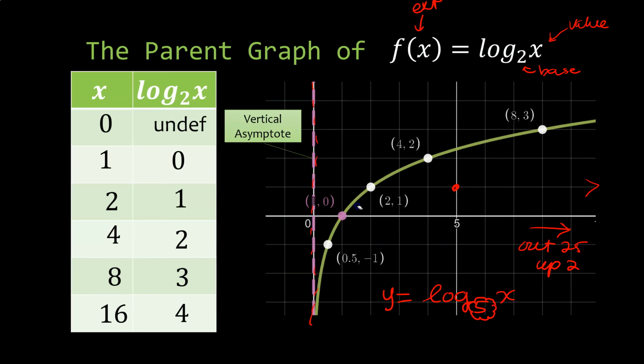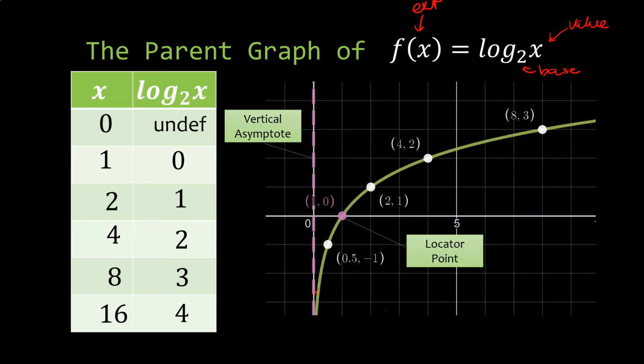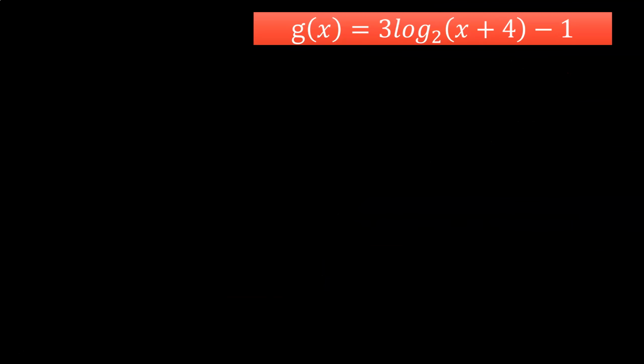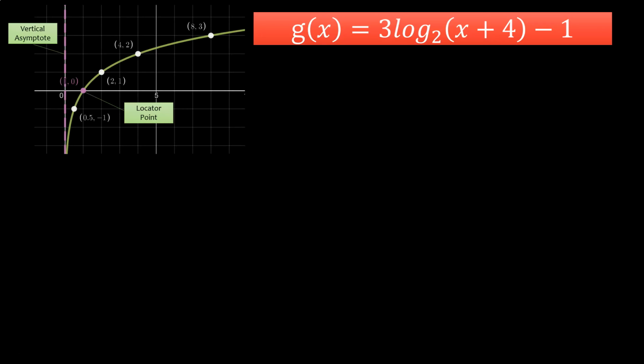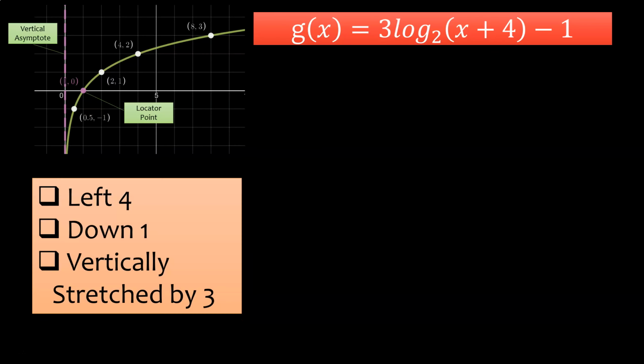But we are talking about this graph. We're talking about log base 2. So let's focus on log base 2 so we can graph the function g of x that we were given. So how does the parent graph move? Let's observe the transformation. Here is again the parent graph. The plus 4 inside is going to go left 4. The minus 1 outside is going to go down 1. And the 3 multiplying outside is going to stretch vertically.